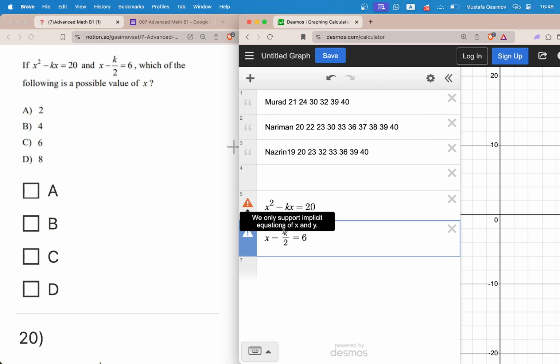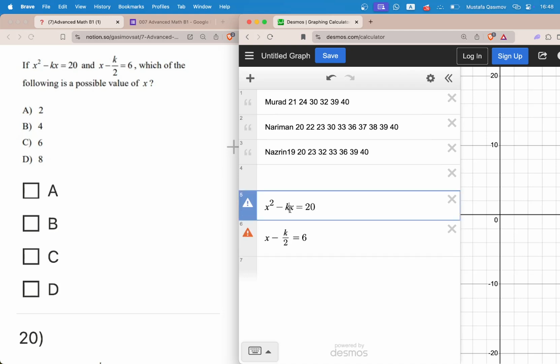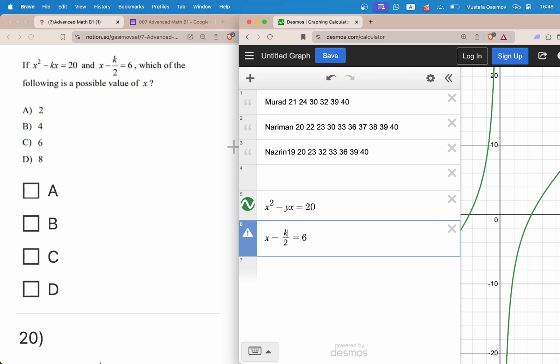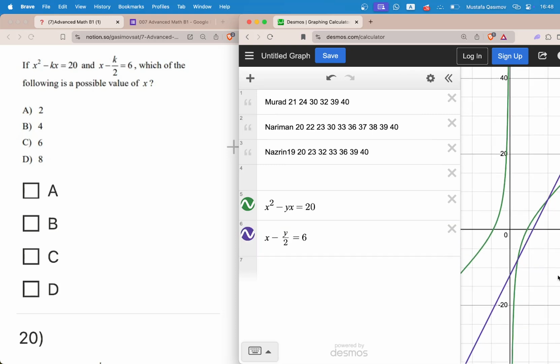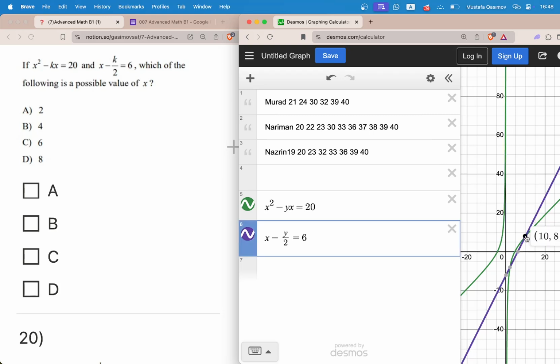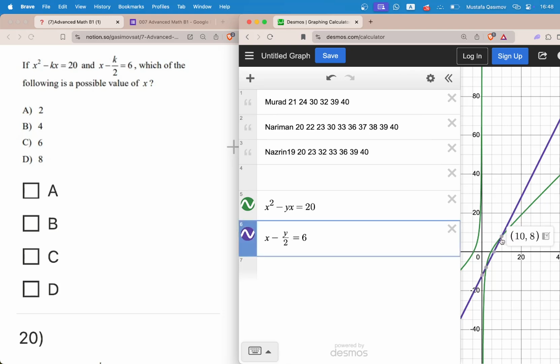We only support x and y, so let's make k into y. Then let's look at this intersection point. That one and that one. So x is equal to 10 and 2. K is equal to 8 and negative 8. So the answer is 10 and 2.